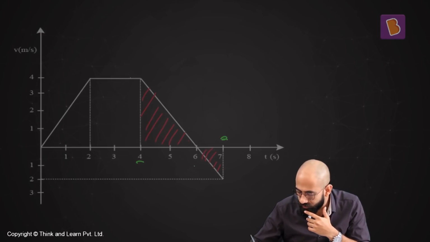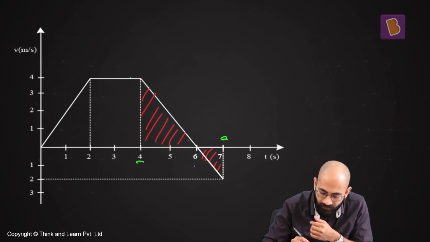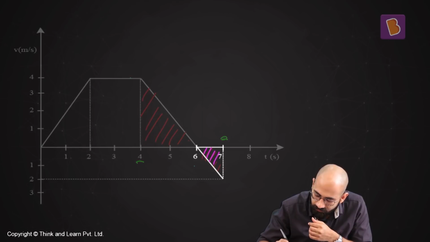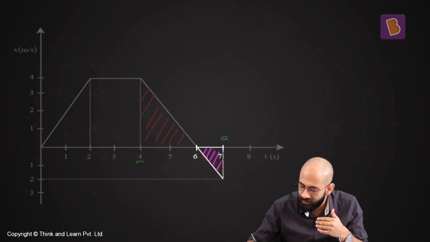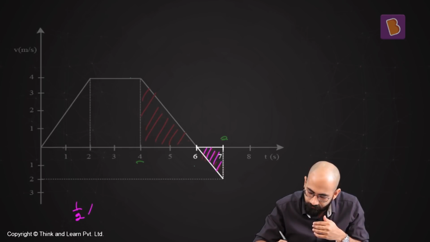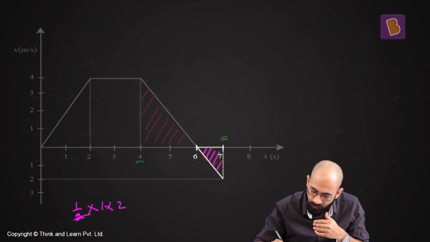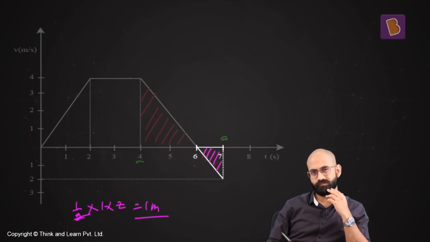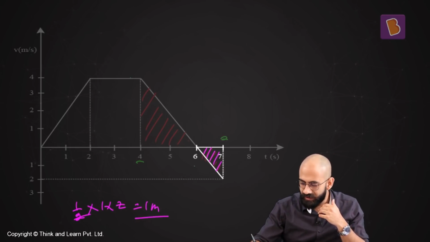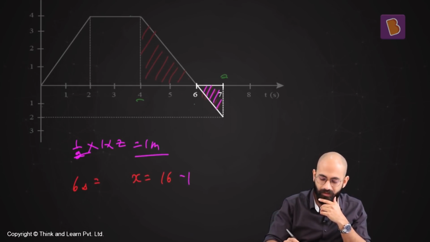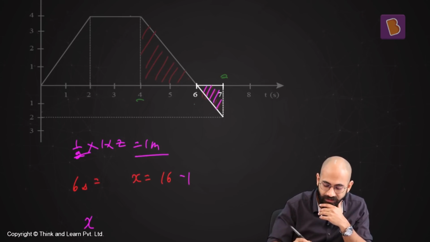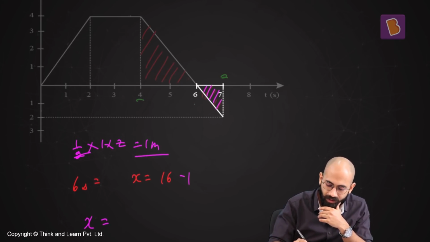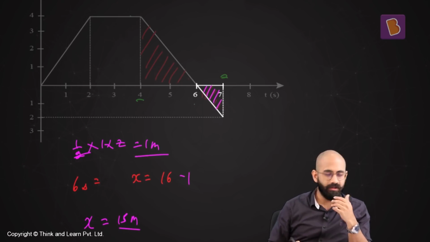Okay. Now, what's happening if you look at the graph is that it is traveling backward, right? Because the velocity is negative. It's traveling backward. What is the distance traveled? Now that would be half into 1 into 2, which is equal to 1 meter. Right? So its net position will be 16 minus 1 because it's traveling backward. So the position at the end of the 7th second will be plus 15. Right?